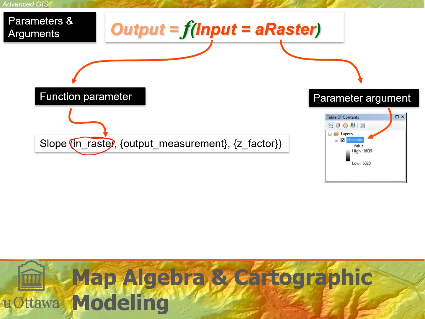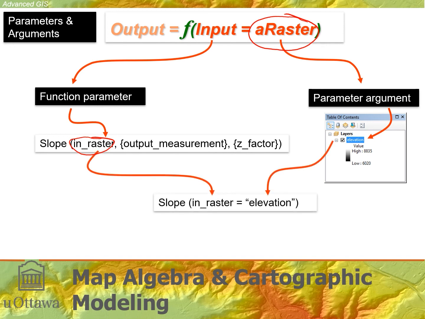The parameter argument will be something that you have existing as a layer, either in your table of contents or within your folders that are attached, or your geodatabase, default geodatabase, for example, in ArcGIS Pro. So for example here, elevation. Elevation then is the equivalent of this thing here saying a raster. So input equals a raster. So we would say in raster equals elevation, like that, to complete the syntactical statement that can then be run and operationalized within the Python window in ArcGIS Pro.